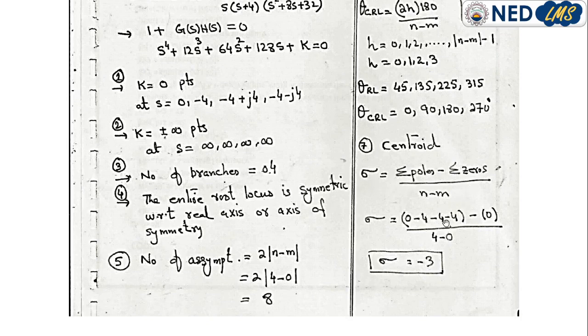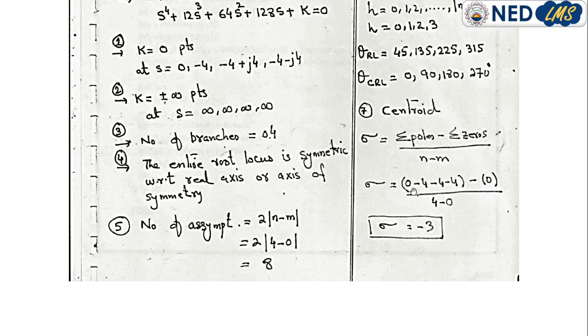Here I am using only the real part, because if I apply the imaginary value, then positive j4 and minus j4 will cancel each other. Therefore, whether we use the imaginary value here or not, this will not change your answer. Sigma is -3 here. From -3 we have to plot all these angles.